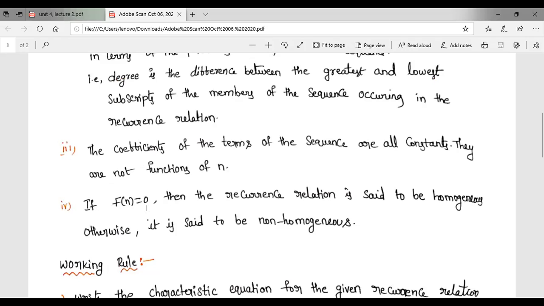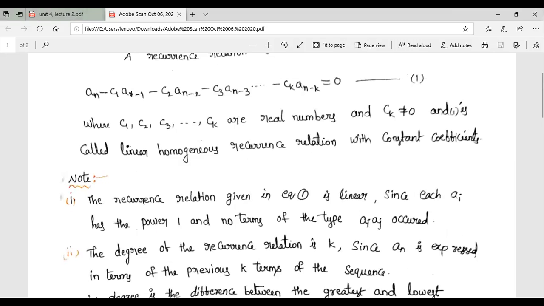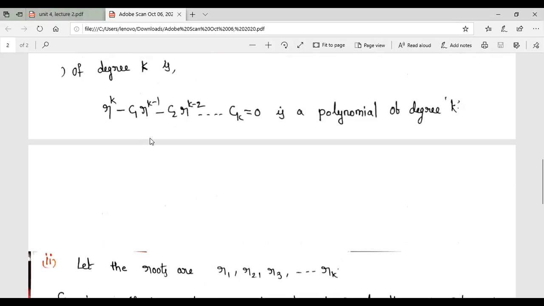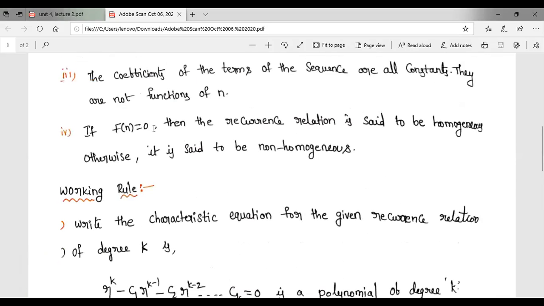If f of n is equal to 0, then the recurrence relation is said to be homogeneous. Here f of n represents the total expression, this one: a_n minus c1 a_(n-1) minus c2 a_(n-2) minus c3 a_(n-3) and so on minus ck a_(n-k). So this total function is represented by f of n. If f of n is equal to 0, then the recurrence relation is said to be homogeneous. Otherwise it is said to be non-homogeneous.